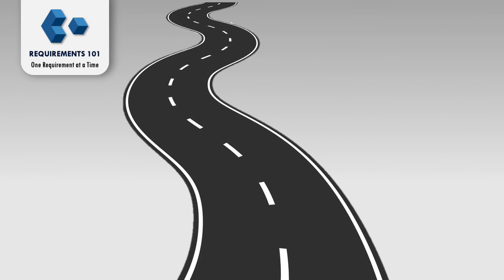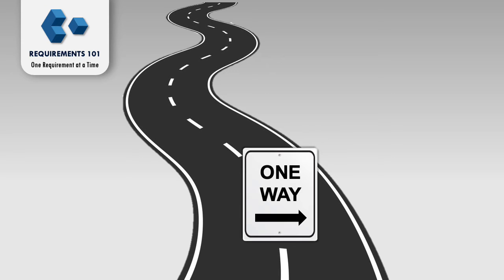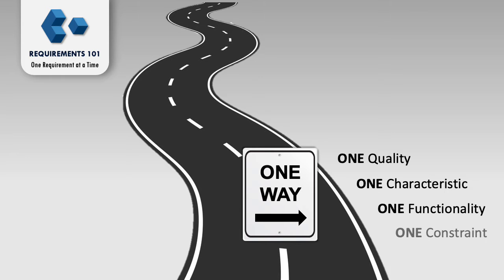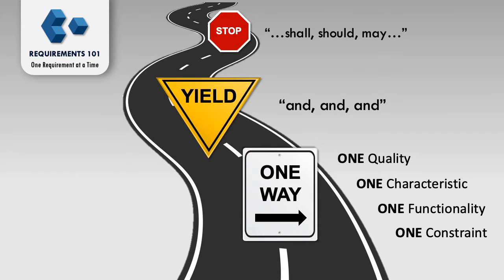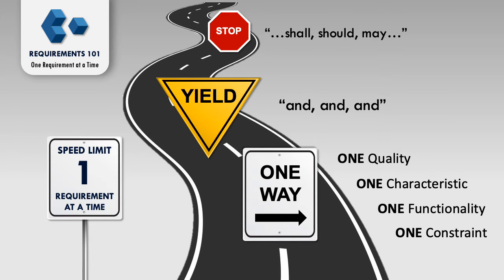It is really important that each requirement statement is limited to one quality, one characteristic, one functionality, or one constraint at a time. Just one. If you find yourself writing whole paragraphs using the word "and" multiple times to combine multiple thoughts together in one sentence, or worse still, you mix up your shalls and your shoulds in one statement or one paragraph, then you are breaking an important requirement writing rule, the rule of one requirement at a time.